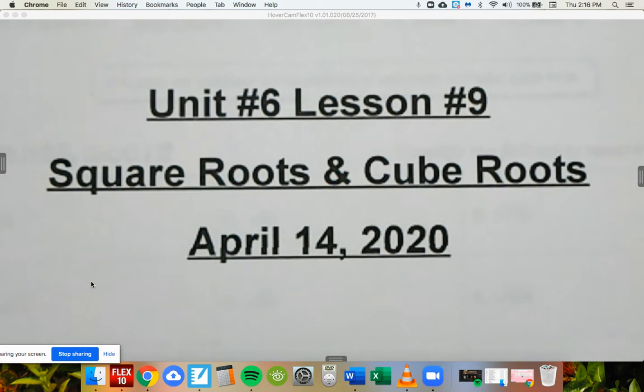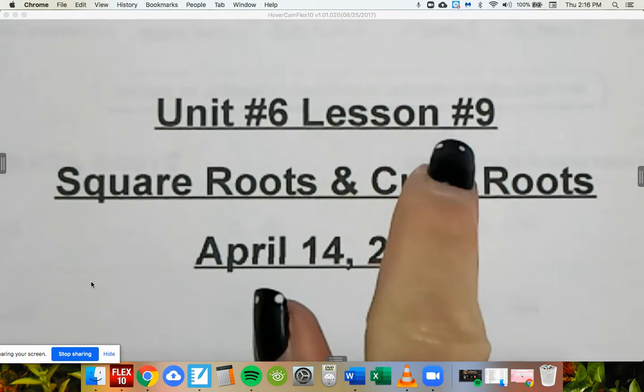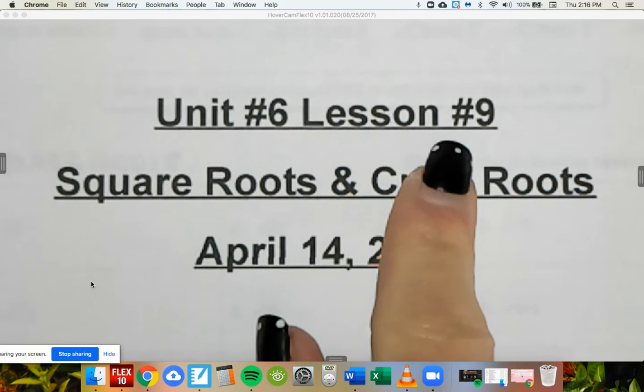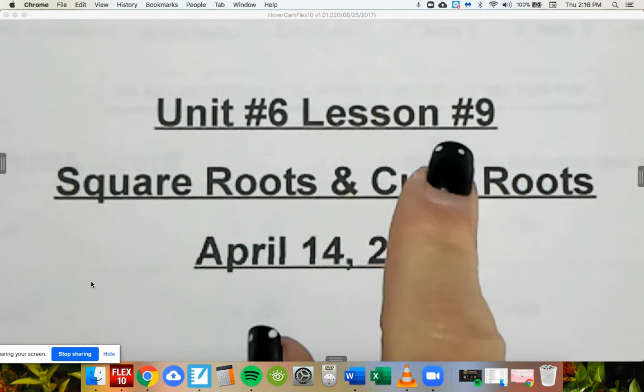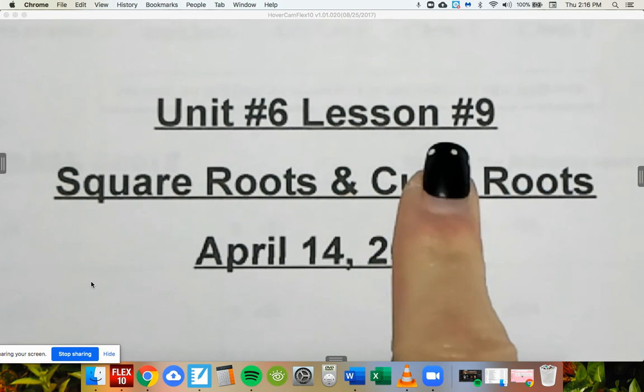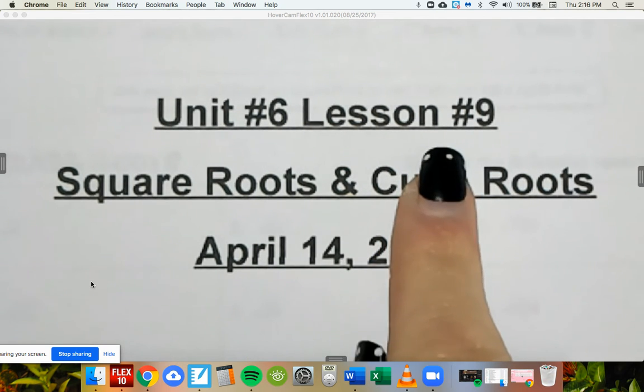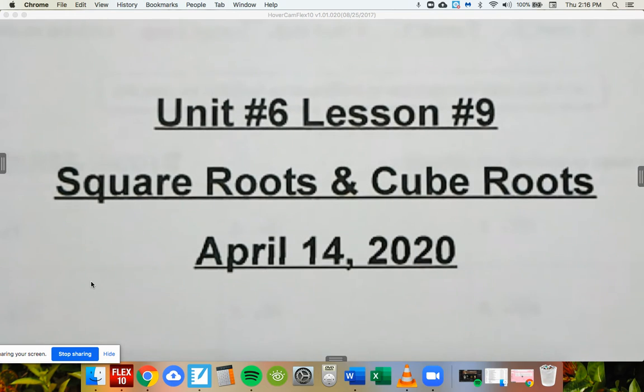I'm going to try to get through this as fast as possible, but there's a lot to talk about. This is Unit 6, Lesson 9, so that means we've skipped over a few lessons. Now that we're in our version of remote learning, I'm not going to teach every lesson in every unit. I'm going to try to hit the most important things.